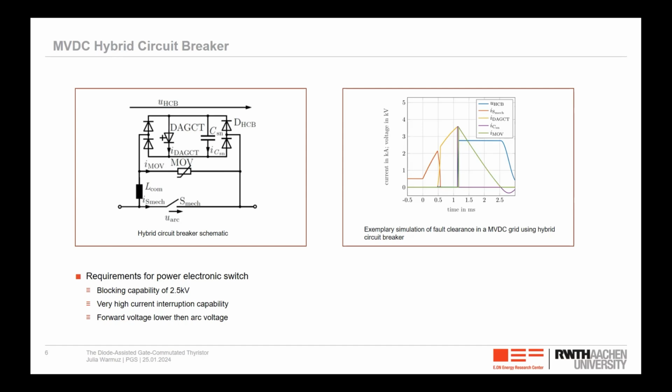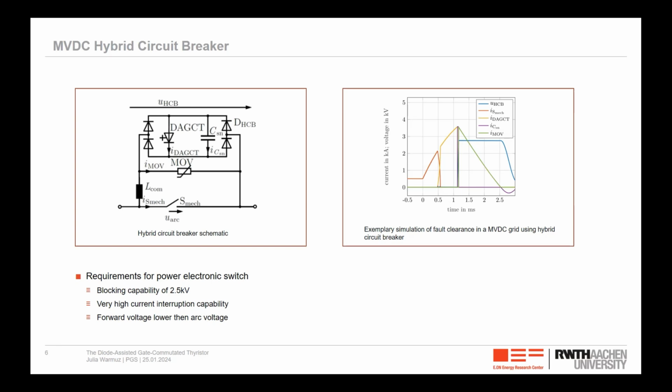So here, that's a simulation of fault clearance in our MVDC campus grid. Here it's just 3.5 kiloamps, but depending on which position the fault is or what kind of grid we have, this fault can be way, way higher. After that, the fault current commutates to the parallel snubber capacitor, which is there to protect the device from overvoltages. And then the whole fault energy is dissipated in the parallel Thyristor.